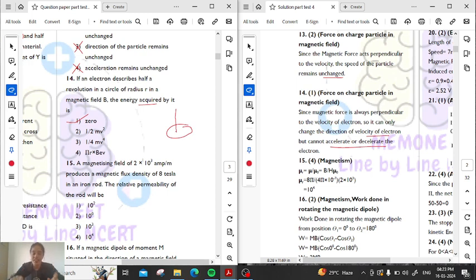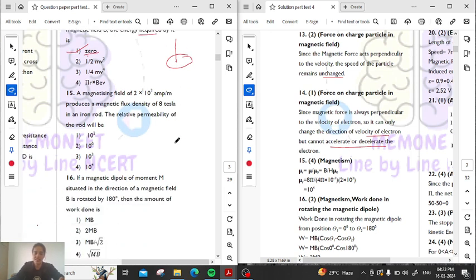So in that particular scenario there is no acceleration, no deceleration, that means there is no energy required, right? Energy is needed to do that. There is no energy required, that means it will become 0 only. Option number 1 is your correct answer.